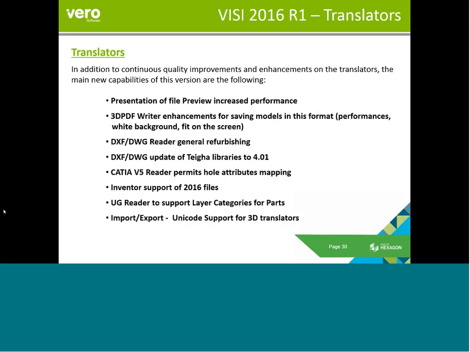The translators have been updated to support newer versions of the supported software types. Other enhancements include better exports from 3D PDF, dealing with its general performance and ensuring that the part is always fit to the screen by default. The CAD-TST V5 reader now permits whole attributes mapping, and the UG reader supports layer categories for parts.